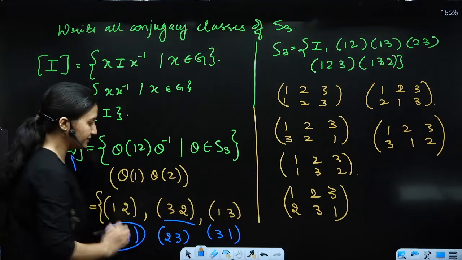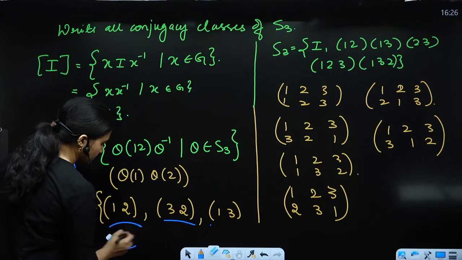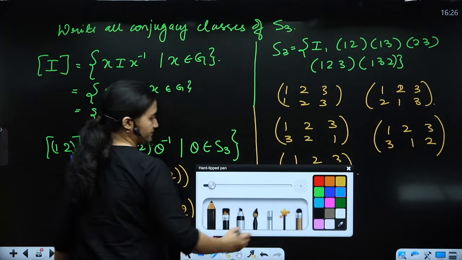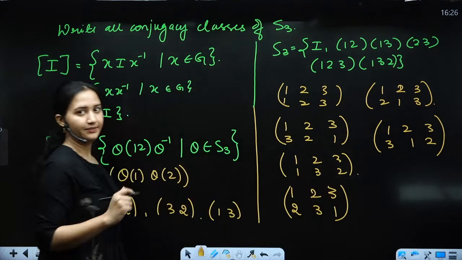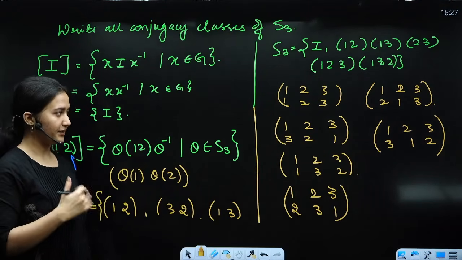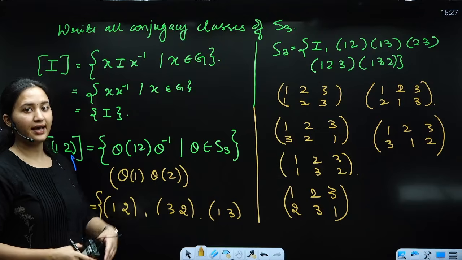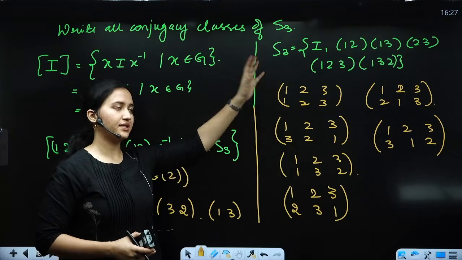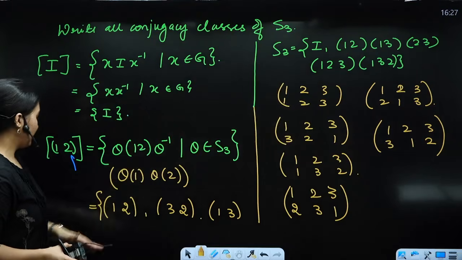Now let's repeat this with an order 3 element, and let's see if we are getting order 3 elements. Now we have confirmed that if I am going to take the conjugacy class for (1 2 3), I am going to get (1 2 3) and (1 3 2) only, right? But we want to verify whether our process is correct or not, right?